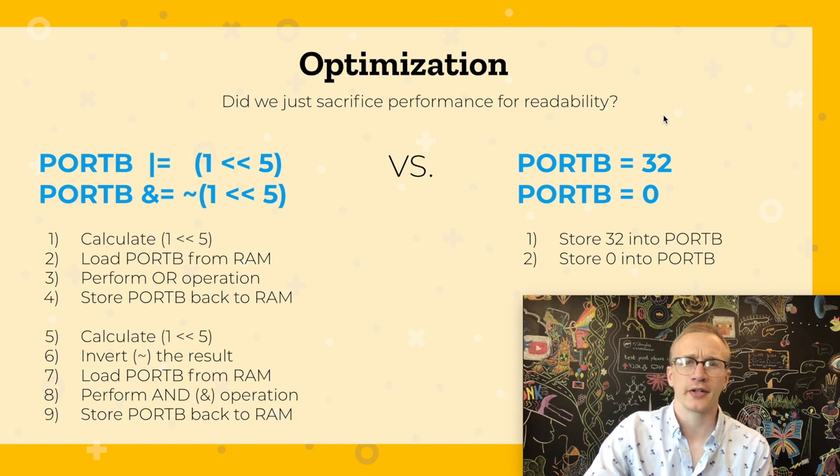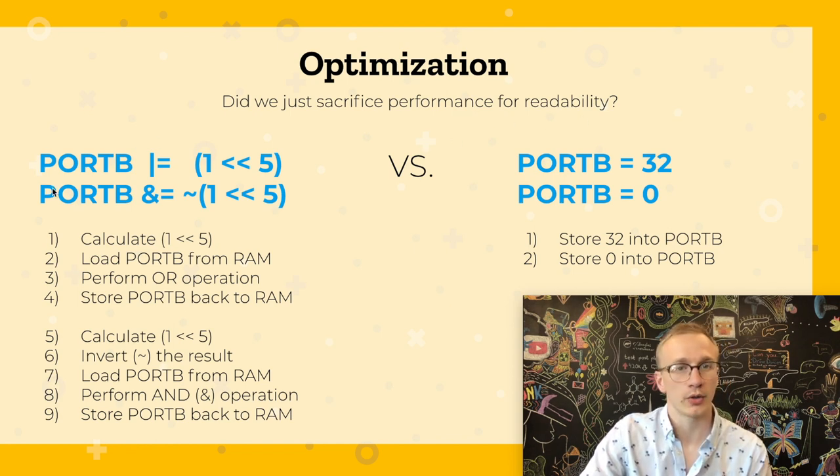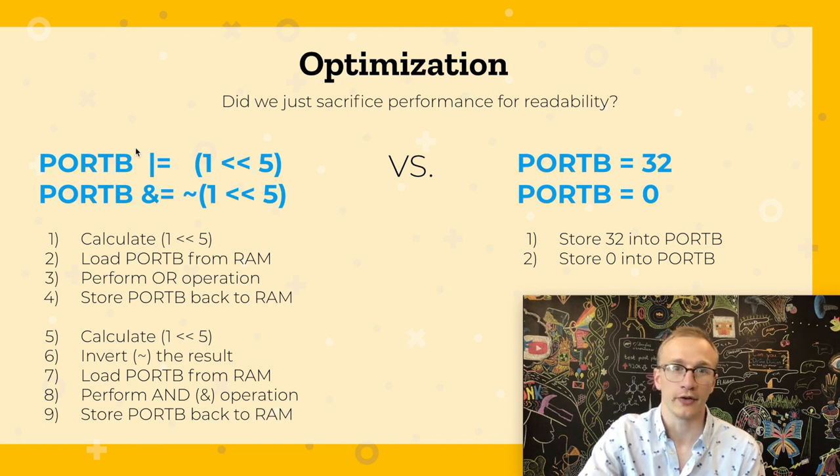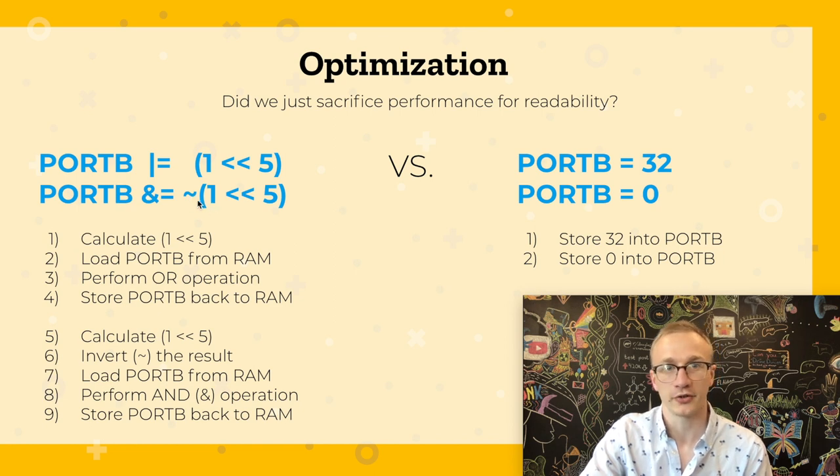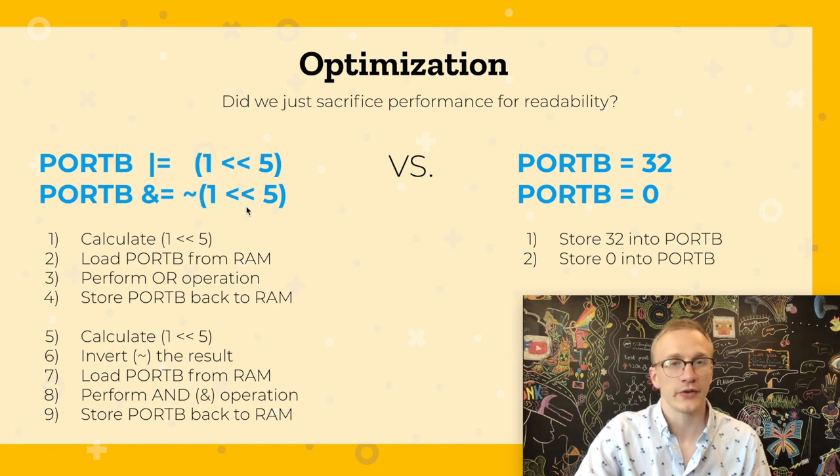Now you might be asking yourself if we just sacrificed performance for readability. Over here, while we're using bitwise operations, we're making a few more calculations. First of all, we start with the number 1 and we bit shift it over to the left 5, and then we load PORTB from memory and then perform an OR operation on it and then store it back into memory, and repeat the entire process again for turning it off, except now we also have an additional instruction in here, the NOT.